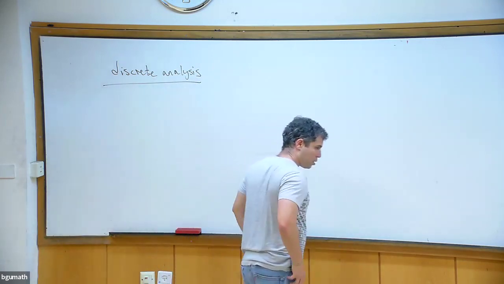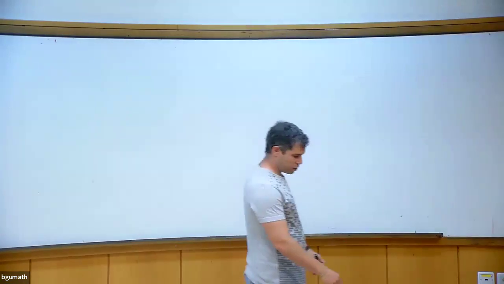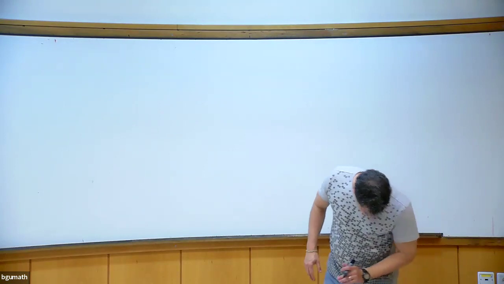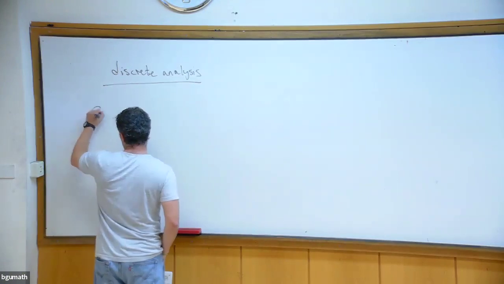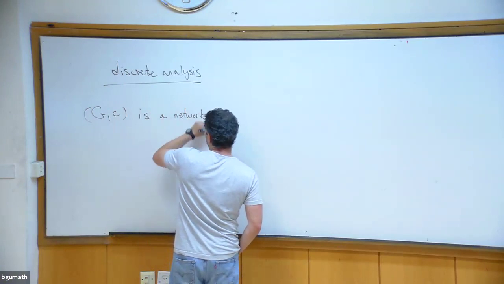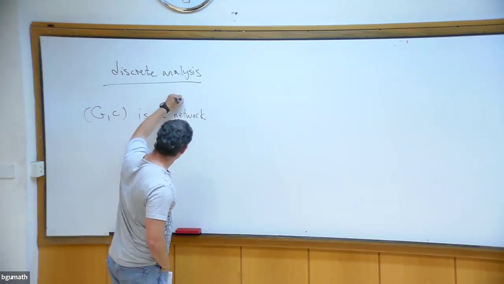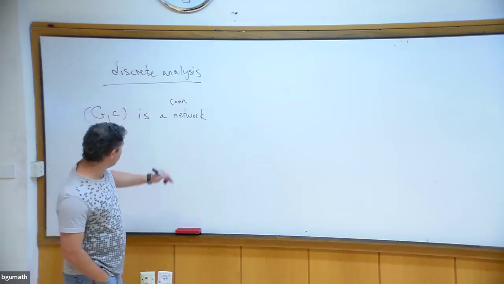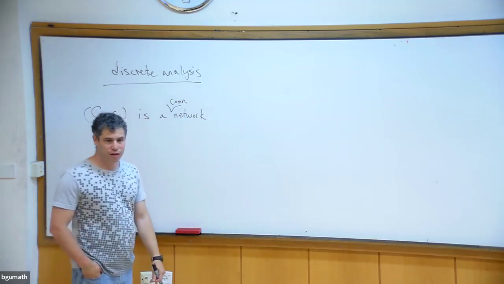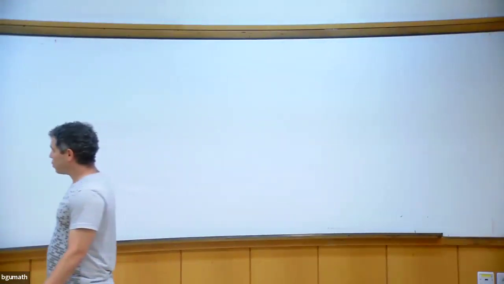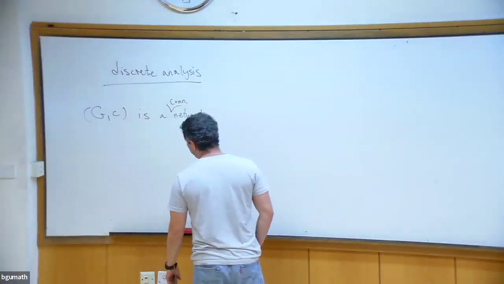So let's look at some spaces. Our basic geometric structure is a network. We start with a network and we define spaces on this network. G, c is a connected network. From now on, whenever I say network, I mean connected network. If I want it not necessarily connected, I will specify. If I forget to say connected, I meant connected. So we can look at a few spaces.